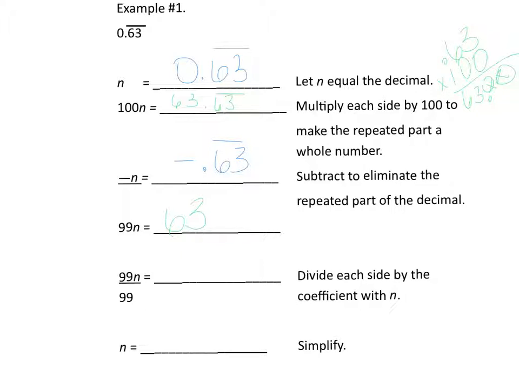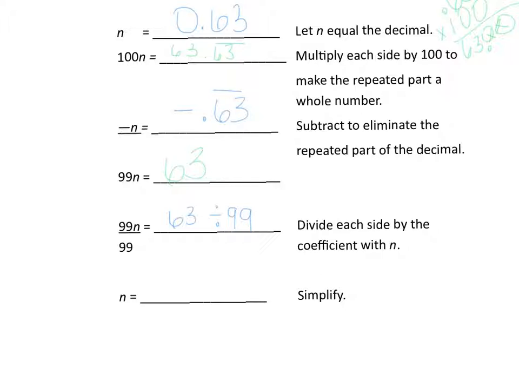Now we can write our fraction. We can take 63 and divide it by 99. If you don't want to write it as a fraction, you can use the division sign. And we know that 63 divided by 99 can be 63 over 99. We can simplify by 9, because 63 divided by 9 is 7 and 99 divided by 9 is 11. So our final answer is 7 over 11.